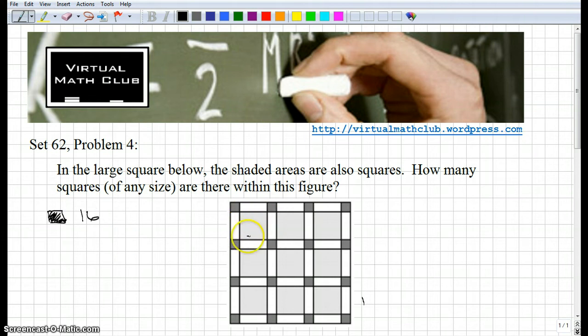And then we're told also that the shaded areas, these lighter shaded areas, are also squares. So let me draw a little bit bigger square, and I'll shade it more lightly. And how many do we have of those? We have 9 of those. Now we have to get into some composite figures, because we have to combine some of these shapes in order to get more squares.